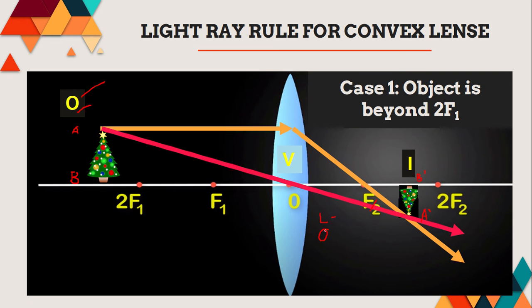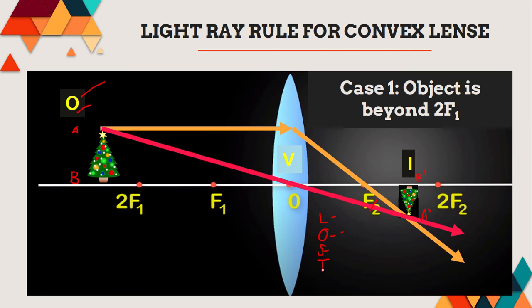Anong kanyang orientation? Is it inverted or upright? Alright, inverted. Nakabaliktad. So, siya ay inverted. Ano ang kanyang size? Is it reduce o maliit kaysa sa object? Is it enlarge o mas malaki kaysa sa object? O siya ay same size lang ng object? Alright, siya ay reduced or diminished. That is other term, or smaller than the object.